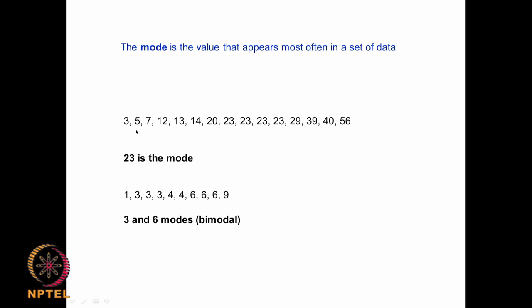So we have 3 terms, the mean, median, mode. Mean is the average, median is the central point, mode is the value that appears most often in a set of data. So we will be using these in our statistical calculations as we go along.